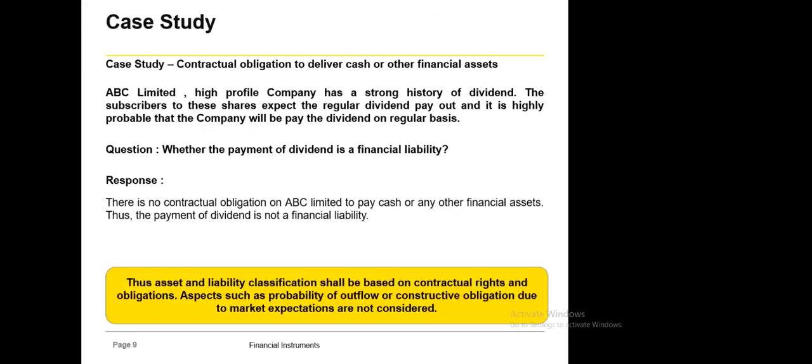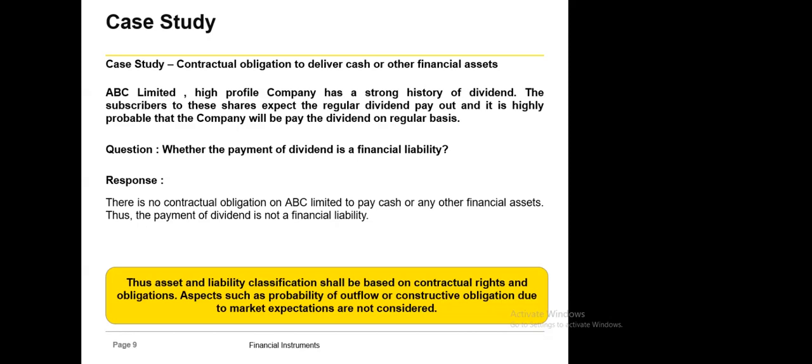Now let us understand with the help of a case study. Contractual obligation to deliver cash or other financial asset. ABC Limited, a high-profile company, has a strong history of dividend. The subscribers to receive shares expect the regular dividend payout, and it is highly probable that the company will pay the dividend on regular basis. Whether the payment of dividend is a financial liability? No, because we do not have any financial obligation.